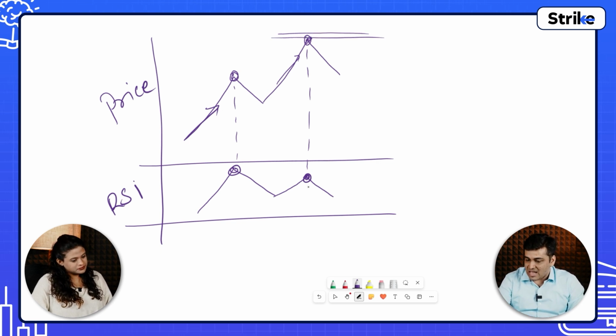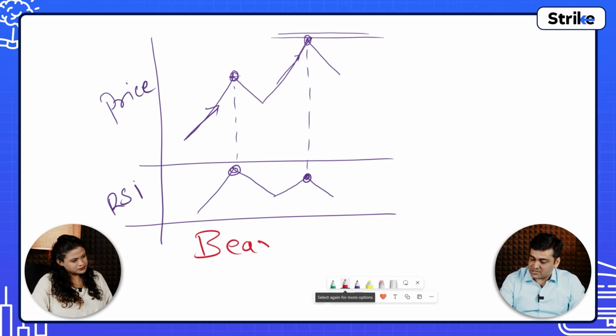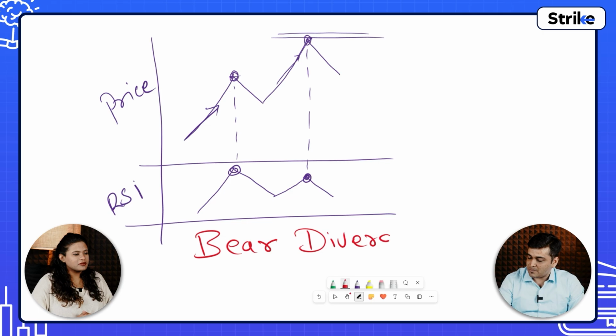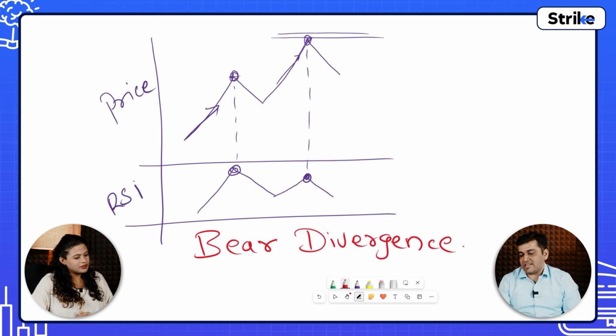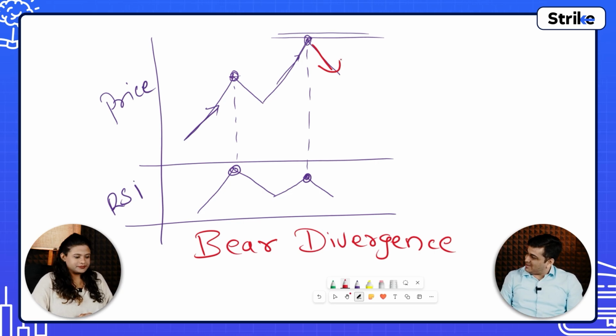And this is RSI divergence: when prices go above the previous high, but RSI does not go above its previous high, then that's called a bearish divergence. Bearish divergence means that the market is about to come down. So whenever there is a bearish divergence, we can expect prices to come down. Clear? Simple, right?